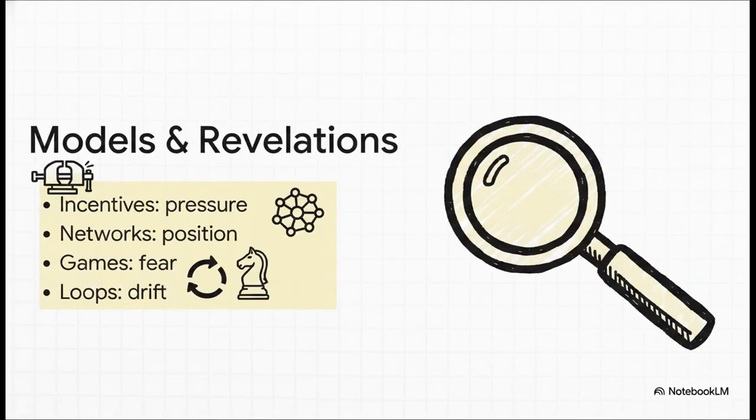Scott E. Page gives us a much sharper move in this book. Don't ask which model is true. Ask what each model makes visible. A model of incentives reveals pressure. Networks reveal position. Game dynamics reveal strategic fear. Distributions reveal variance. And feedback loops reveal drift. Literally none of these is the whole world. We have to treat every single model as a controlled loss of texture.